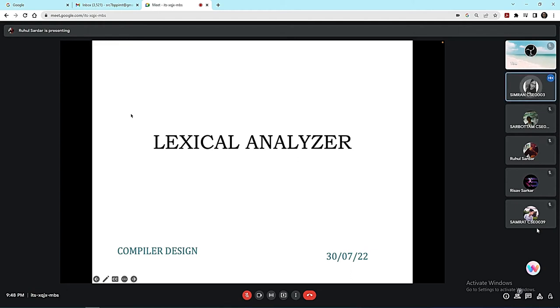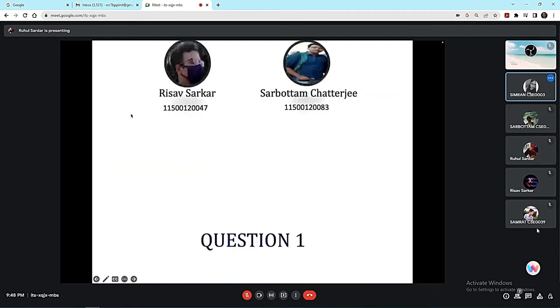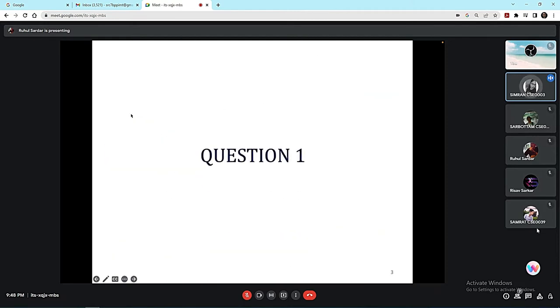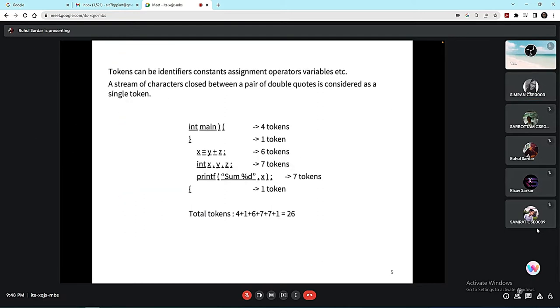Our today's topic is Lexical Analyzer Example. So, question number 1. Here we have to find the total number of tokens. Now, tokens can be identifier, constants, assignment, operators, variable, etc. A stream of characters closed between a pair of double quotes is considered as a single token.